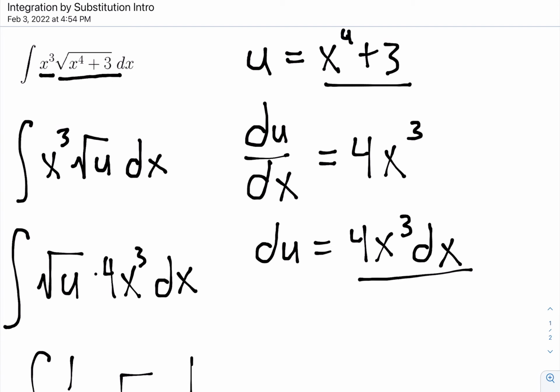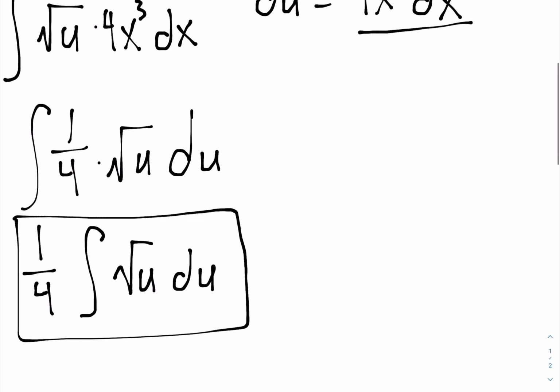We found it was 4x to the 3. We said, well, in our original function, it was just 1x to the 3. So if we take the derivative of u with respect to x, we get 4x cubed. Du, by multiplying dx on both sides, we get 4x cubed times dx. We don't want 4x cubed, so all we did was we took 1/4 of du, right?